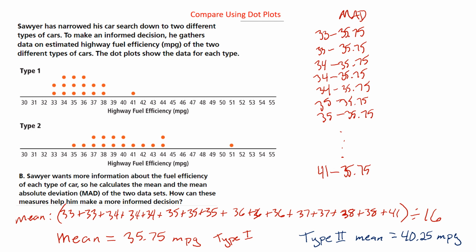That doesn't help us. So to avoid getting 0 for this mean absolute deviation, we're going to find the absolute value of all of these, so they become positive. Then after that, we're going to find the mean of those absolute values. That's why it's called the mean absolute deviation. All these numbers are the deviations. We find the absolute values, and then we find the mean of those.